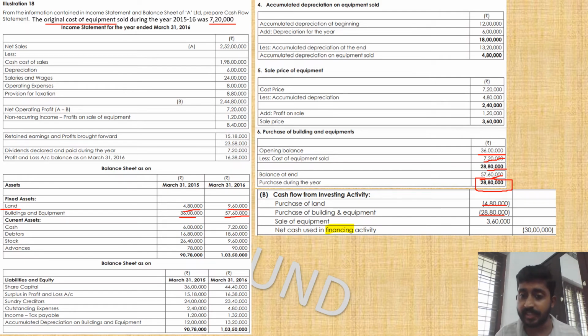Now this purchase I have brought inside the cash flow statement under the investing activity. Next we have the sales of equipment as given in the question. So what is the sale? How much have we sold? The original cost of the equipment sold is 7.2 lakhs. Now from this original cost we have to subtract the depreciation of that equipment, how much depreciation has been charged, and that should be calculated.